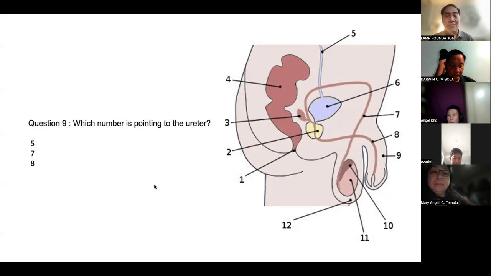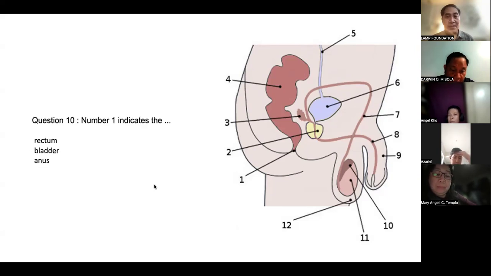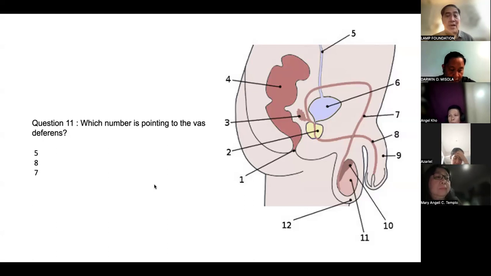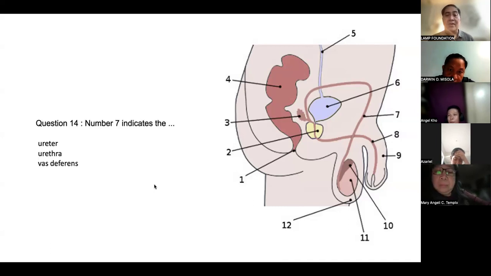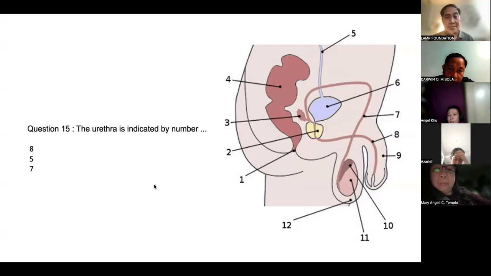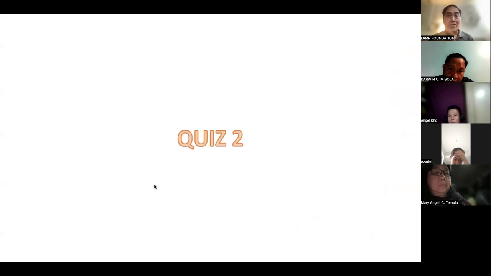Which number is the ureter? The ureter is number 5. Number 1 is the anus. Which number is the vas deferens? Number 7. Number 5 is the ureter. The bladder is number 6. Number 7 is the vas deferens. The urethra is number 8. Congratulations. Good work. Thank you.